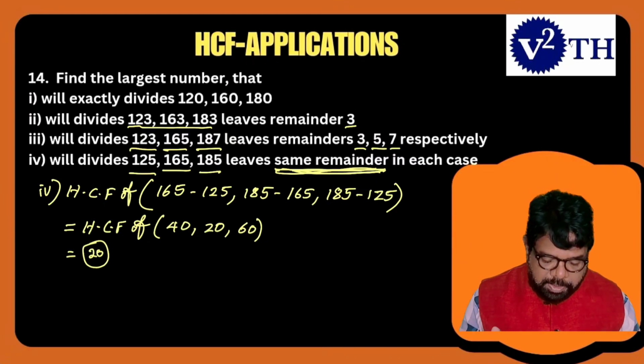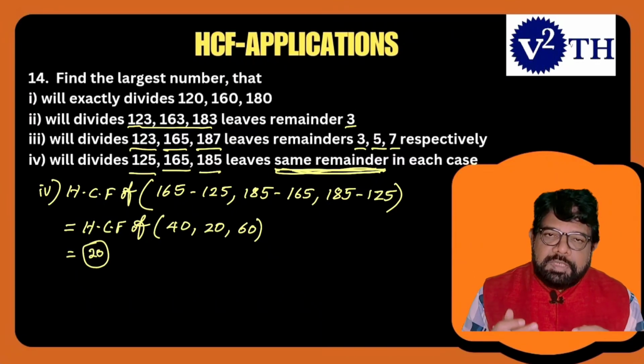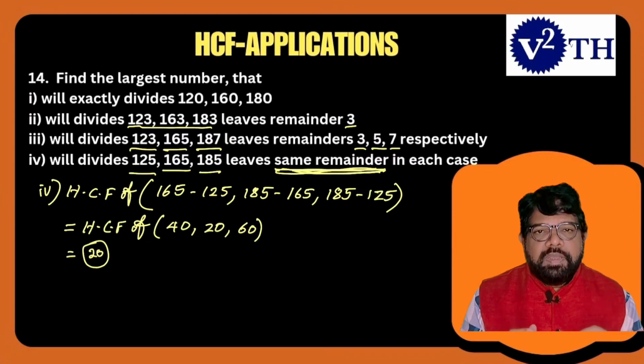When 125 is divided by 20, 5 is the remainder. 165 divided by 20, 5 is the remainder. 185 divided by 20, 5 is the remainder. So in each and every case, you got the same remainder. This strategy you have to follow.